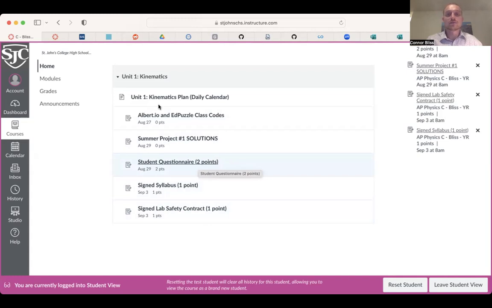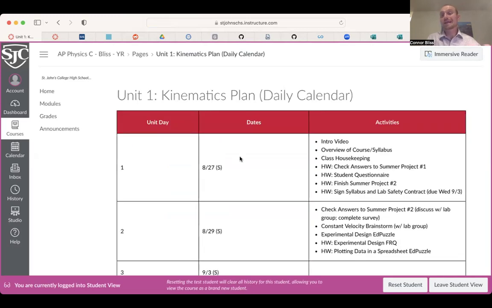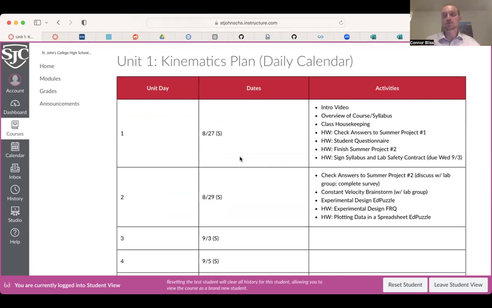Now, at the very top of our unit is going to be our daily calendar. I typically will update this a week at a time, just to give you all an idea of what's coming up, any potential due dates for homework assignments, any tests or quizzes on the radar. I want you to be aware of what that looks like so you know what to expect.